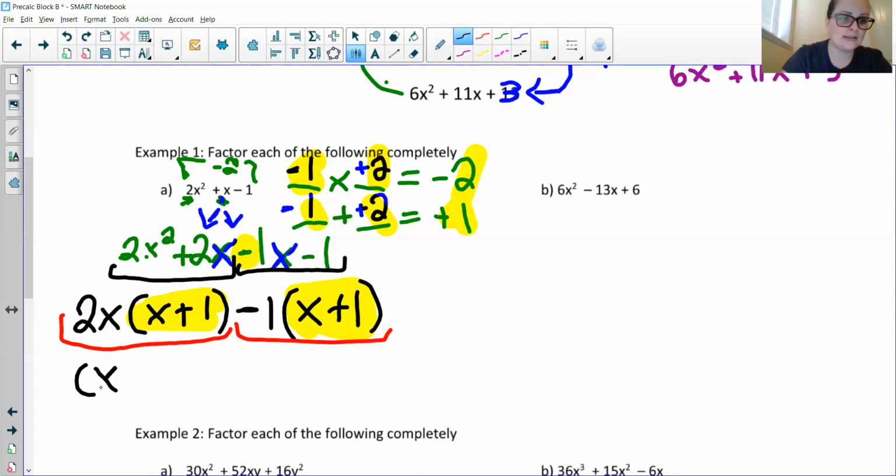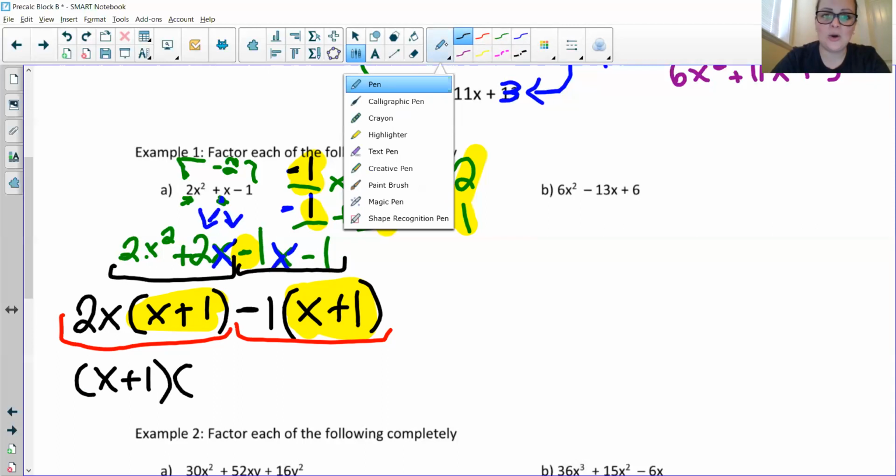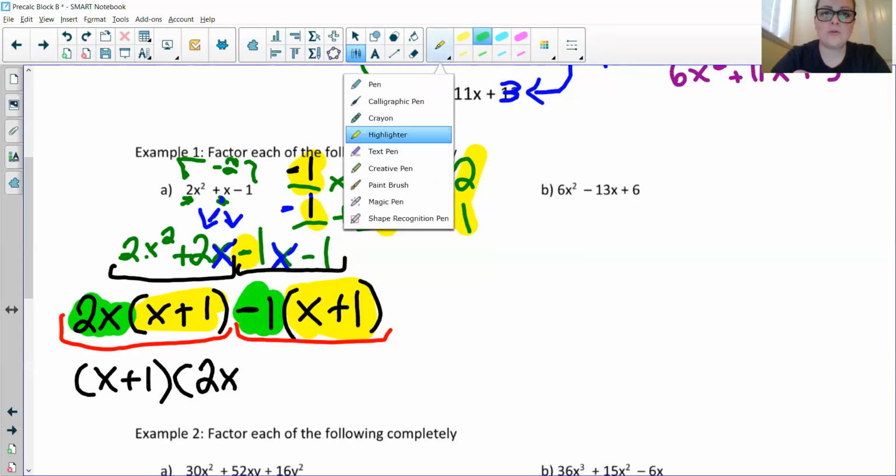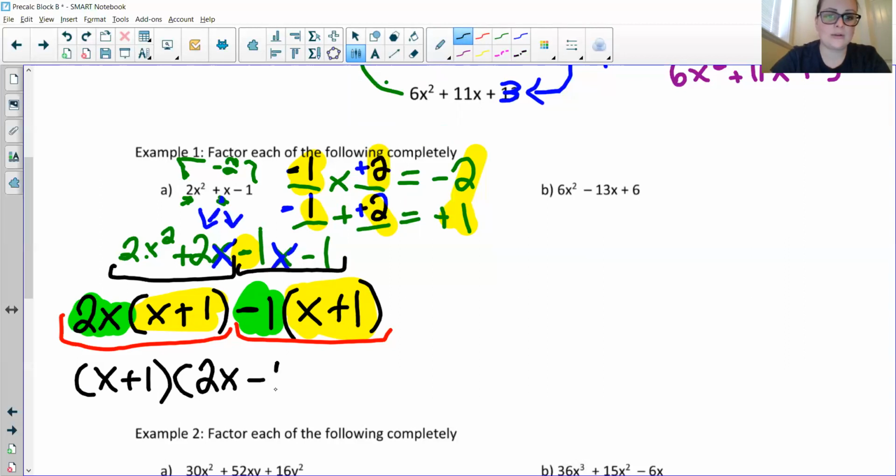So x plus 1 is divided from both those massive terms, and you put in the other bracket what is left. So if I divide that first term by x plus 1, I'm left with 2x. So I put a 2x here. If that second term is divided by x plus 1, I'm left with negative 1. So that negative 1 goes here. And I have successfully factored that messy trinomial.